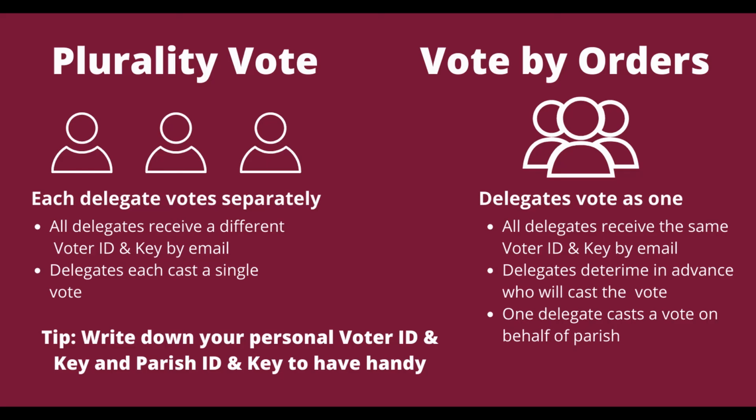Okay, now let's look briefly at the voting. One thing for deputies to keep in mind is the difference between regular plurality voting and vote by orders. When it comes time for vote by orders, the delegates cast a group vote. It is important for your delegation to communicate. Only one vote is allowed on behalf of the parish. That voter will have to use the parish voter ID and key provided in the email you received from Deacon Marion.